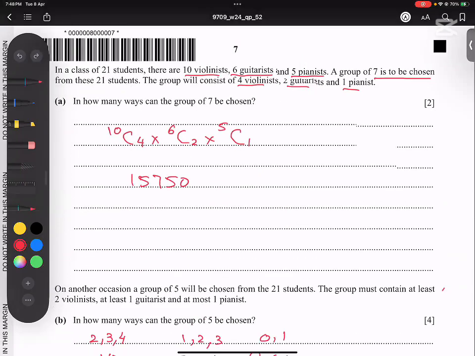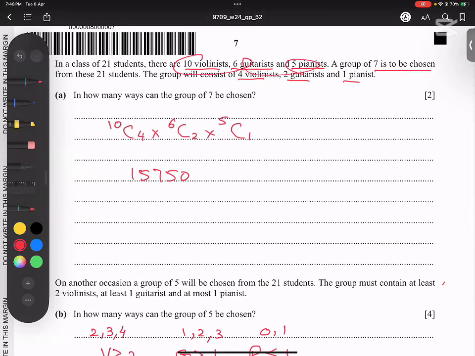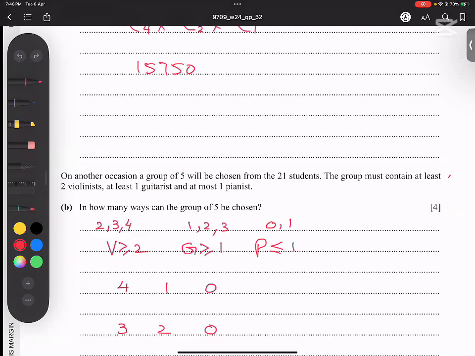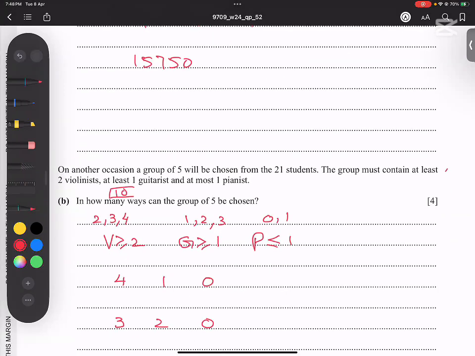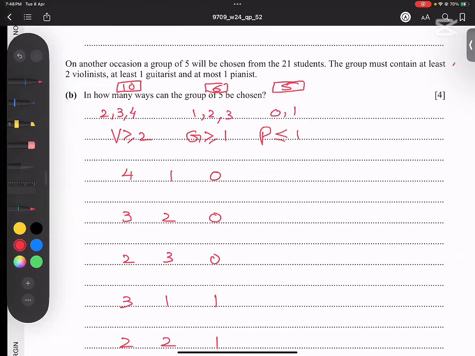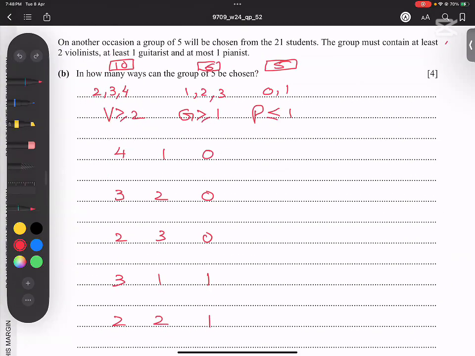What are the total options? 10, 6, and 5. So this is a 10 availability, this is a 6, and here 5. So I just break it down finally. So 10C4, and from 6, I need 1, and from 5, I need not 0, not even 1. So 5C0. And this is 1 option.